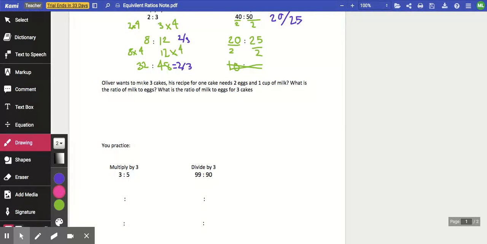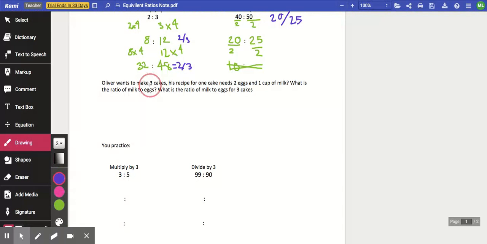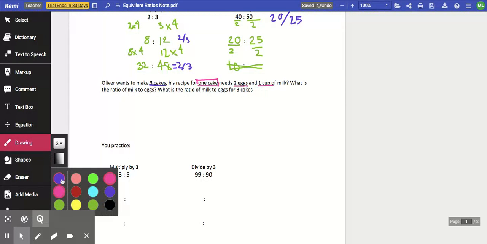So Oliver wants to make 3 cakes. His recipe for one cake needs 2 eggs and 1 cup of milk. So right there, I know he needs 3 cakes. The recipe for 1 cake is 2 eggs and 1 cup of milk. So we know for 1 cake, he needs 2 eggs and 1 cup of milk.